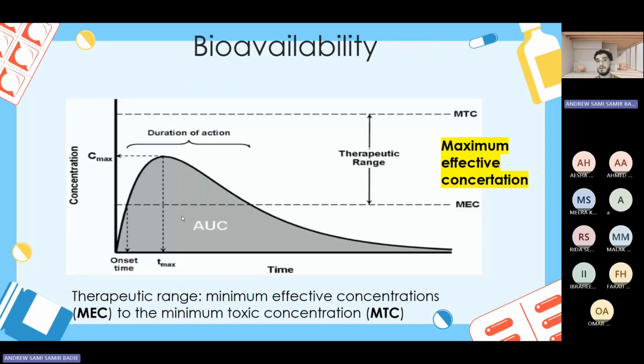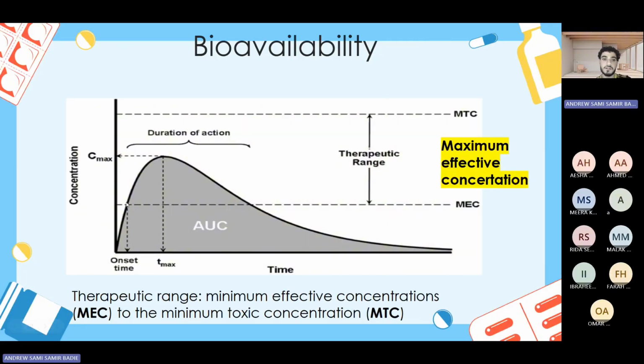Another important concept is bioavailability. If you see this curve, what's in gray is the area under the curve. On the x-axis we have the time, and on the y-axis we have the concentration. We can see here the onset time is at this specific concentration. This is where we can see the effects of the drug. This is the minimum effective concentration.